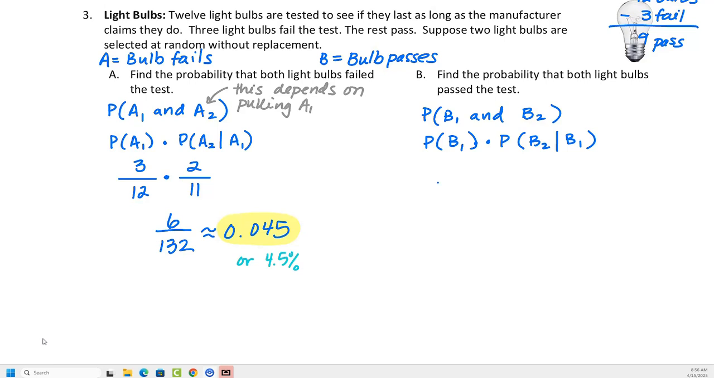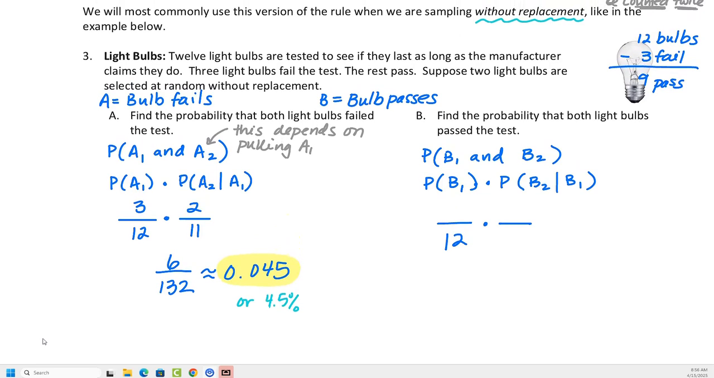So we know we're going to multiply two fractions here. I know for the first pull that I'm pulling from 12 bulbs. How many of those bulbs pass? 9. For the second pull, we've already pulled one of the 12 bulbs, so we only have 11 bulbs to choose from. If I want the second bulb to pass, I know there's 9 total, but I have to take one out for the first one that passes. So I have 8 to choose from.